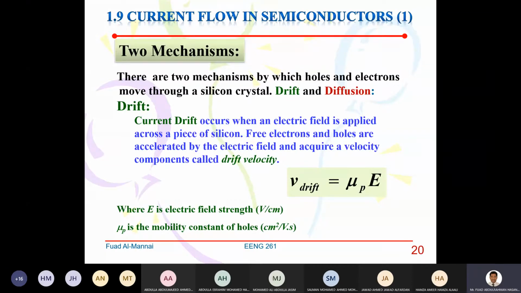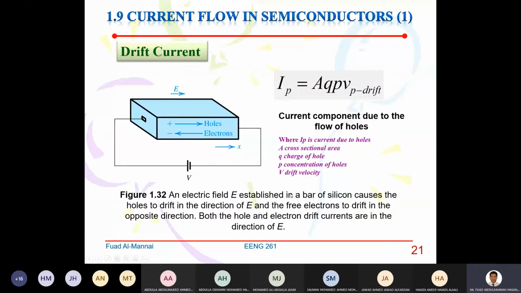Right now we are talking about a piece of p-type material, but this also applies to the n-type. For the n-type it will be mu n E.